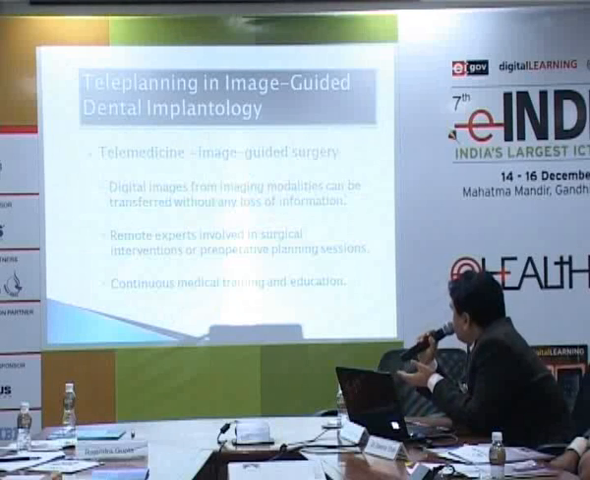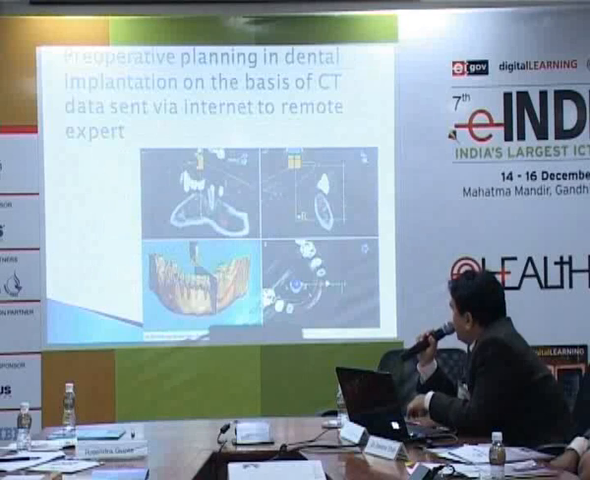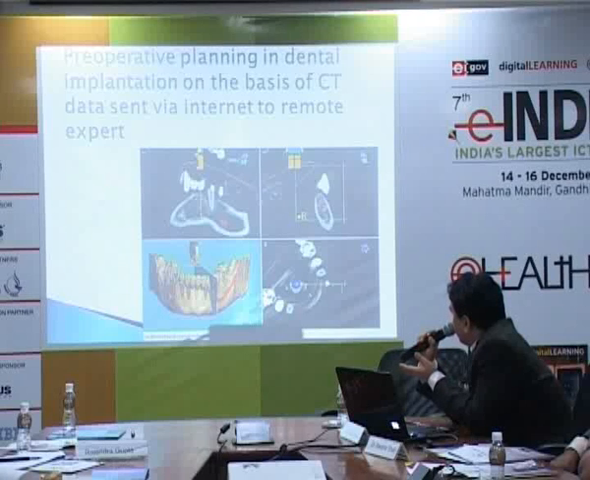Telemedicine can also be used for dental implantology. In dentistry, digital images from imaging modalities can be transferred without any loss of information to remote experts for surgical intervention or pre-operative planning. It can also be used for continuous medical training and education. Here you can see the pre-operative planning in dental implantation: the CT images acquired at another place, all the reformatted and volume rendered data sent to the remote expert for the pre-planning.